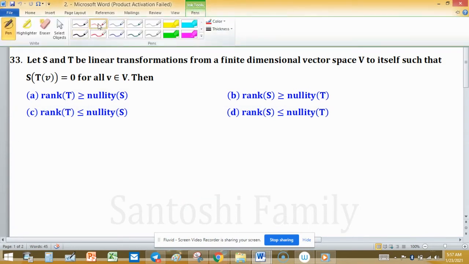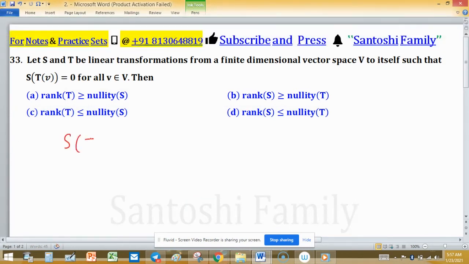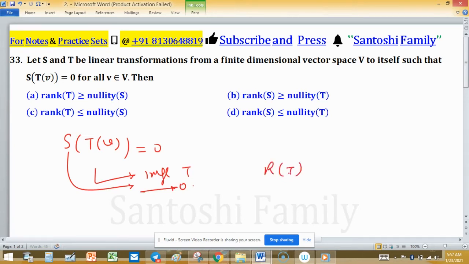As S is a map, and this S sends all images of T to 0. This is the image of T, and this is S. This S sends all images of T to the 0 vector. It means the image of T, the range of T, is a subset, because this is the input for S, and all images under S are 0. So the range of T is in the null space of S, and this is based on finite dimensional vector space V.